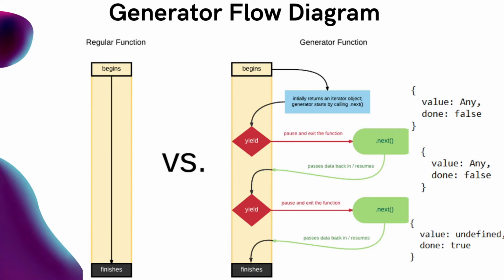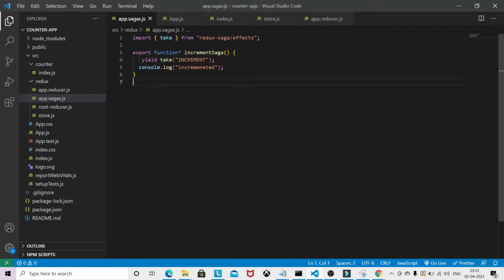So in this case, we will never be able to restart the saga, and in a saga you cannot go back and start the execution from top to bottom. Okay, so in order to get the console log, we can do something like this also.